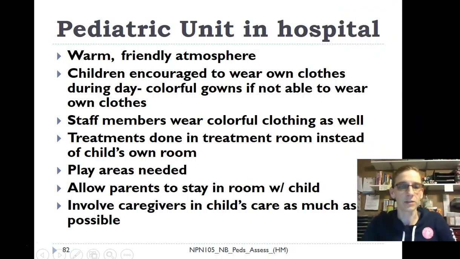Right, in the hospital, in the pediatric unit, it's a warm, friendly atmosphere. Children are encouraged to wear their own clothes during the day, and comfortable gowns are available to wear if they don't have their clothes or they can't wear their own clothes. Staff members also wear colorful clothing. This is one thing at the university. We all went to a dress code except NICU and Peds, and they are to wear colorful outfits so that it's more friendly for the kids.